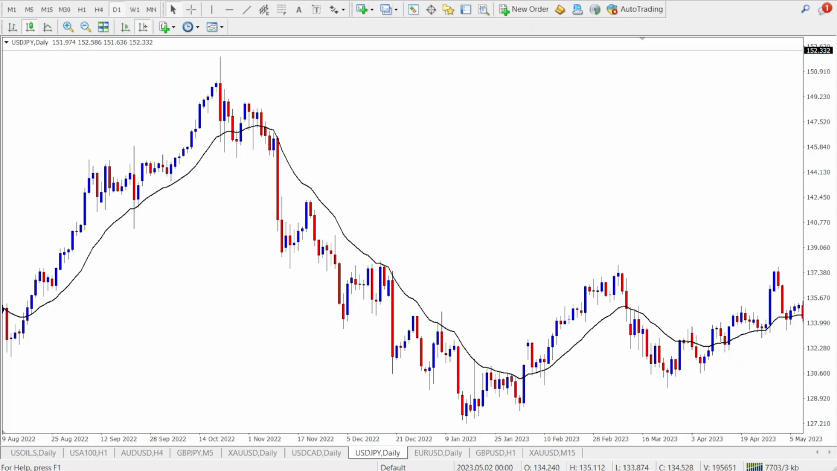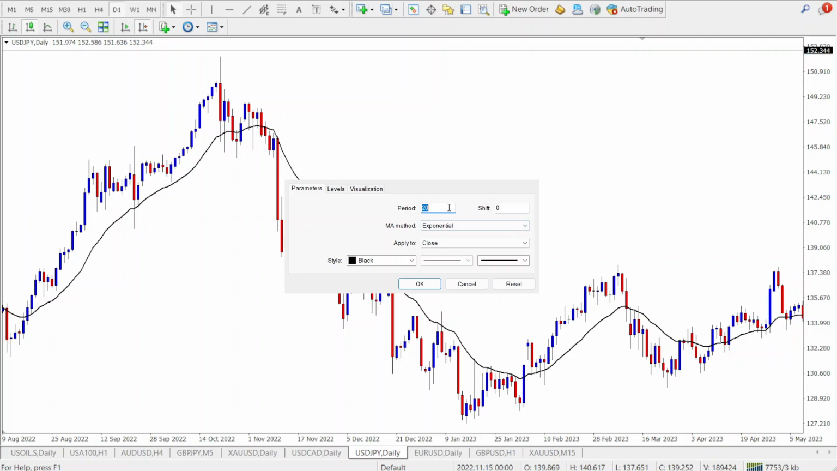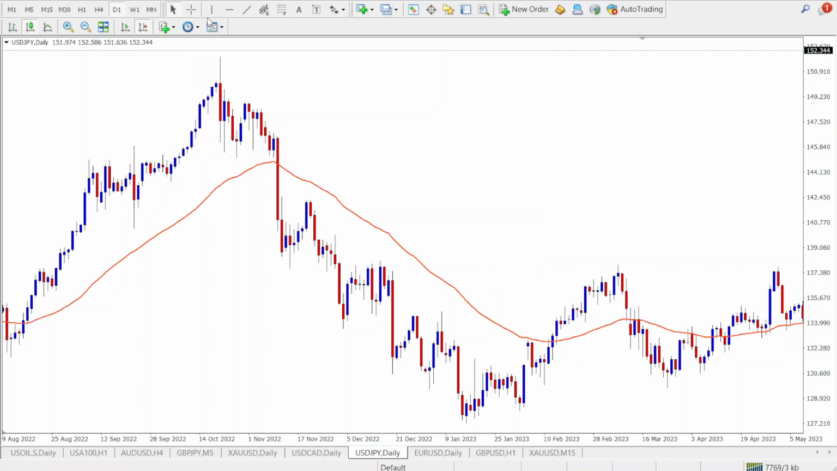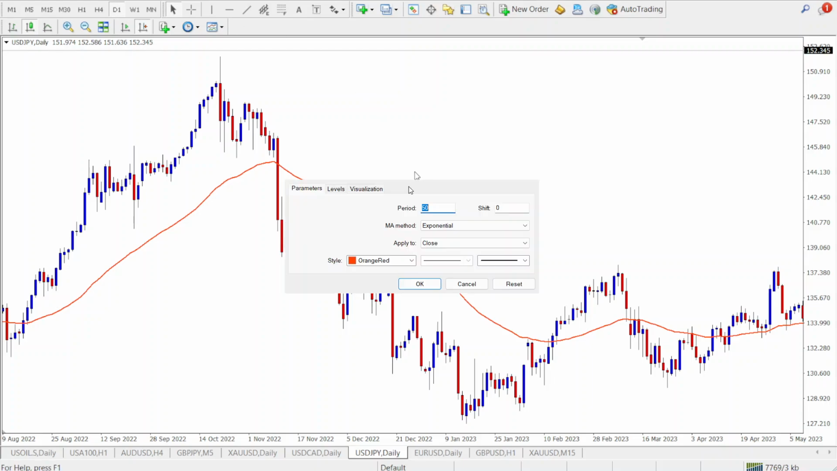Now, one of the most popular ways to use moving averages is with crossovers. This happens when a short-term moving average crosses above or below a long-term moving average, signaling a potential trend change. Now, for a bullish crossover, okay, I'm just going to be modifying this to the 50 EMA, and I'm going to change the color. All right, and I'm also going to add the 200 EMA, and I'm going to change the color.